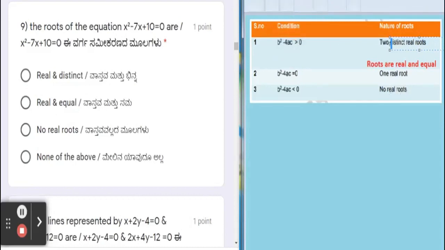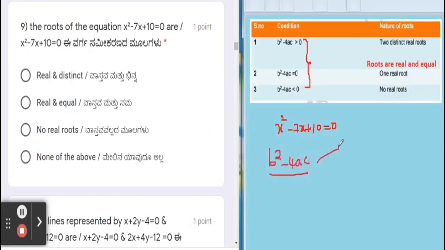Now we are going to see what type of nature of the roots this quadratic equation belongs to. So x square minus 7x plus 10 is equal to 0. Students, one question is sure to come from this nature of the roots. If they use the words nature of the roots, or if they are asking whether the roots are real and equal, you have to apply b square minus 4ac, the discriminant. Okay, remember this one.